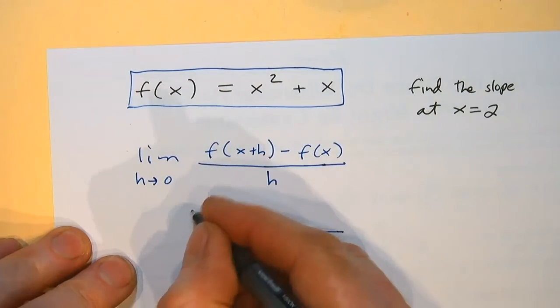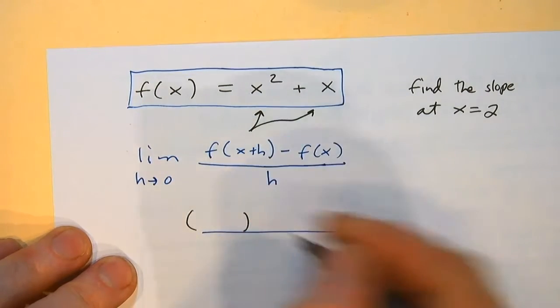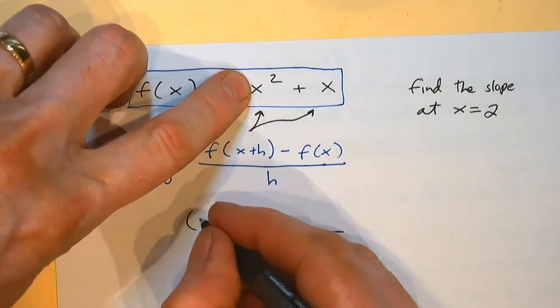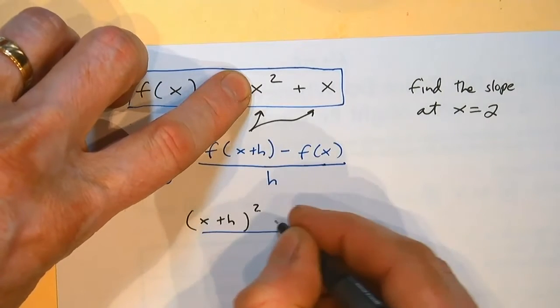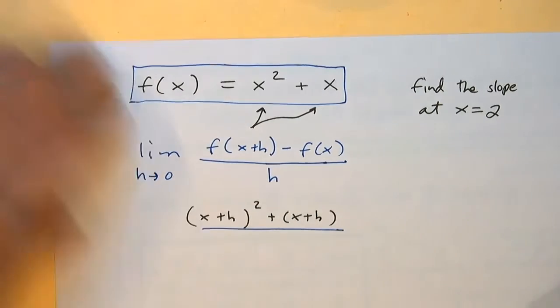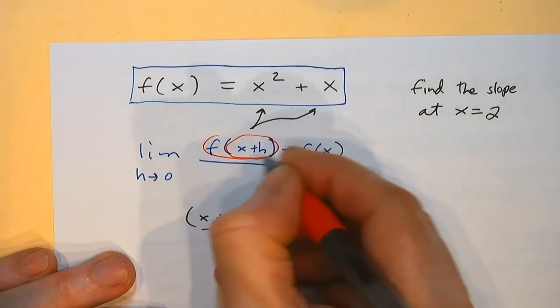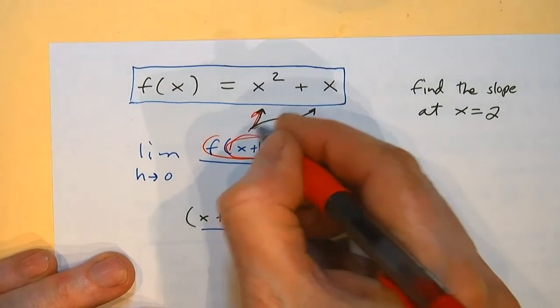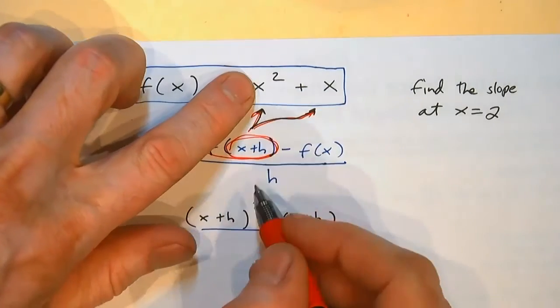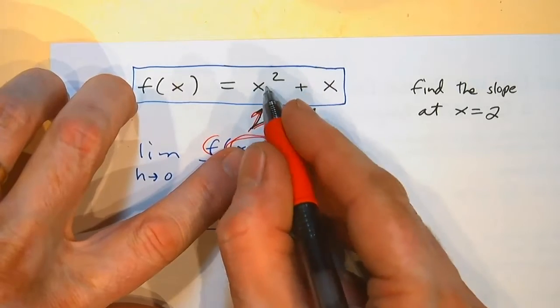So I got to put this into there, don't I? I have to change the x to x plus h, plus x plus h. So what I did is I took this part right here. I took this part right here. I plugged it in. So square this. If this was a number like 5, wouldn't you go 5 squared plus 5?